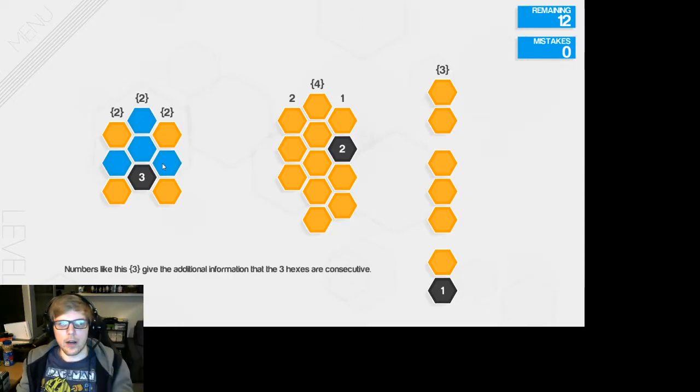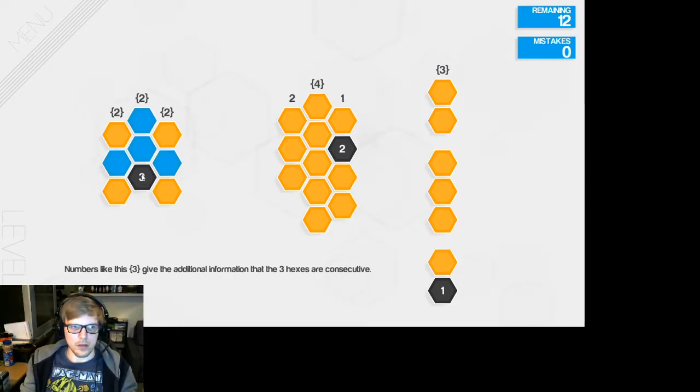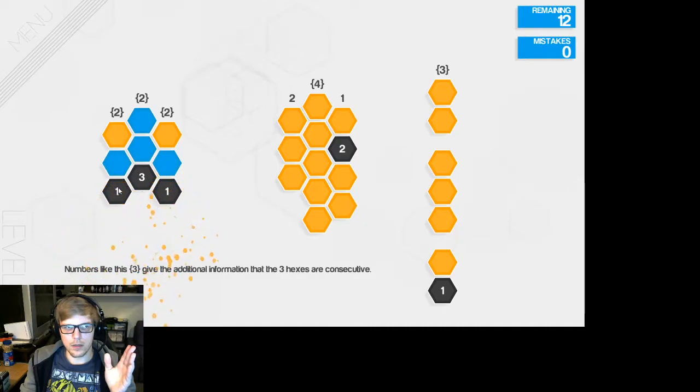So how we figure it out is we look at this 3, and this 3 is already adjacent to these 3 blue ones. So we know that neither of these can be. So these 2 must be. Okay?